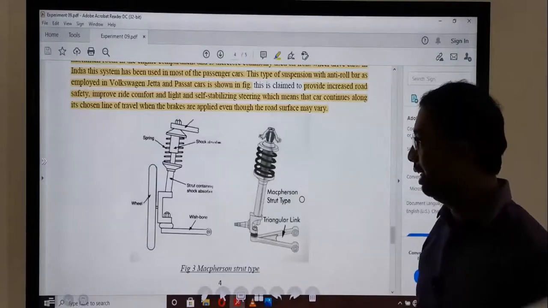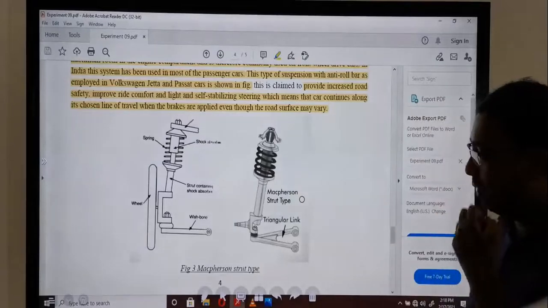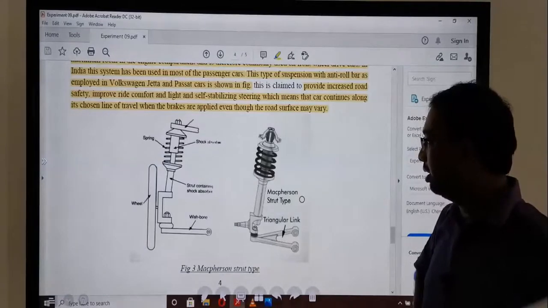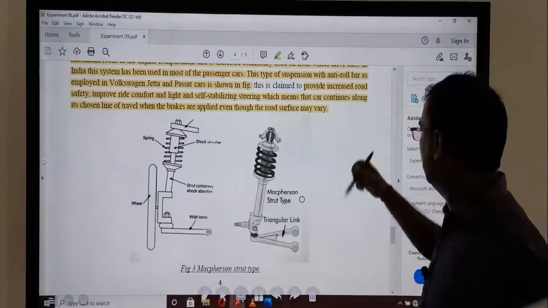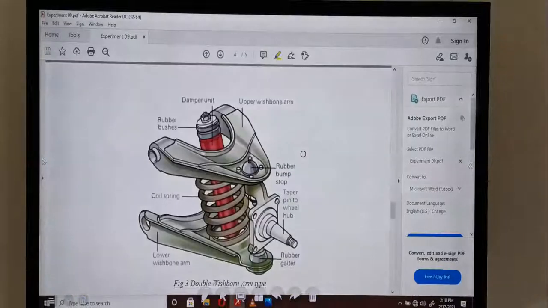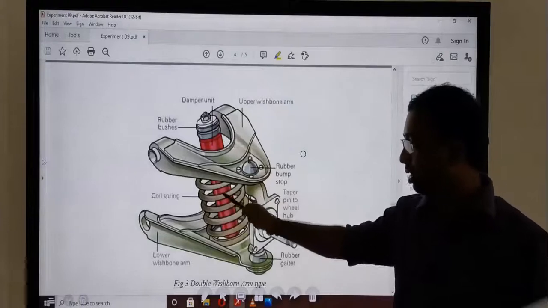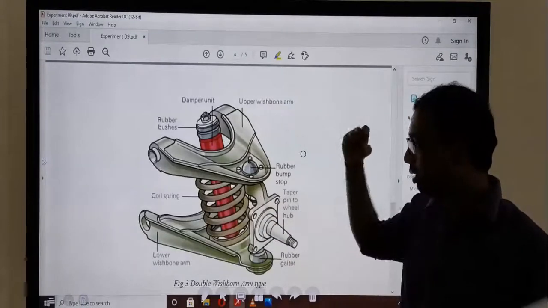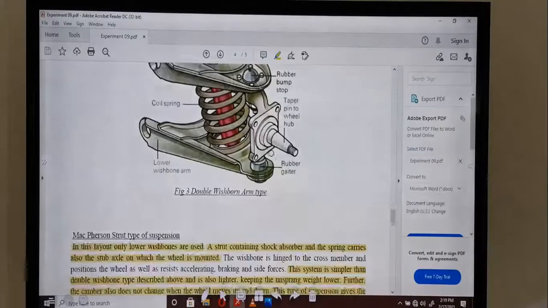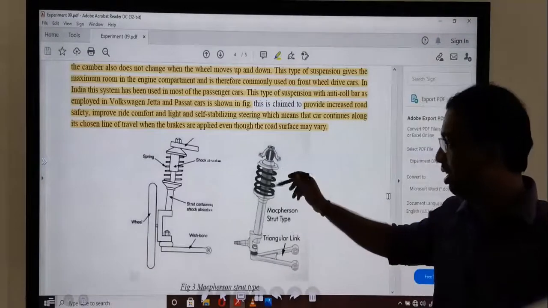Here there is another difference. In the wishbone type arm the shock absorber is fixed inside the coil spring. There are two separate parts: one is the shock absorber, another is the coil spring. Here the coil spring is very small, and the shock absorber comes with the coil spring.